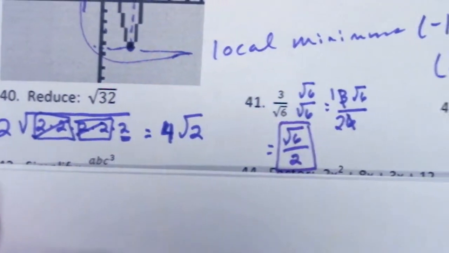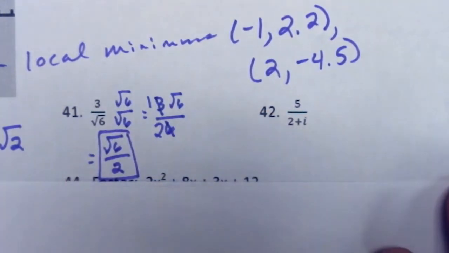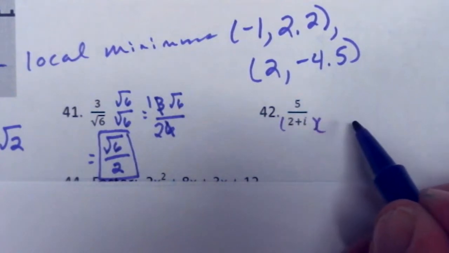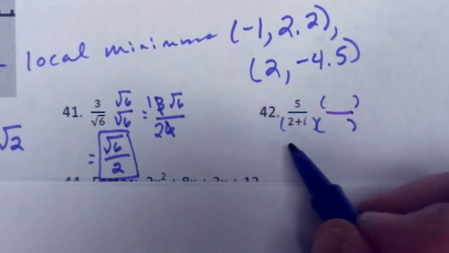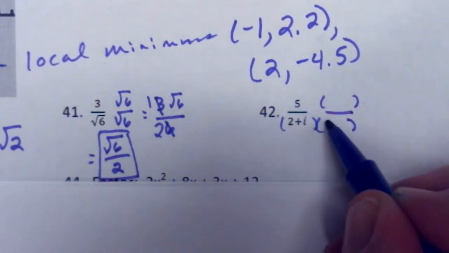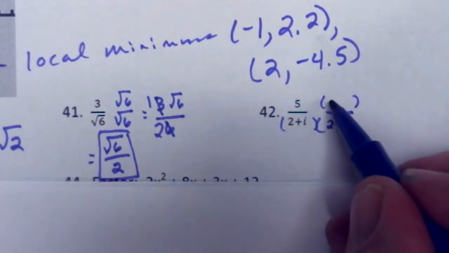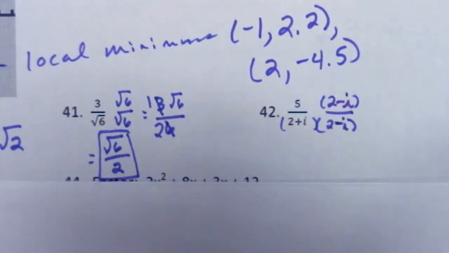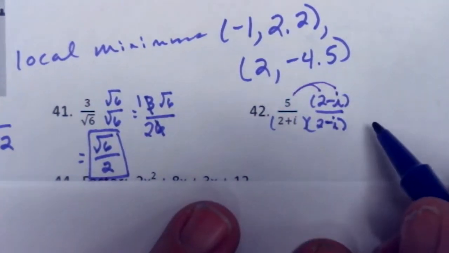All right, number 42. Look at this. It's got a complex number in the denominator. In order to get rid of the 2 plus i in the denominator, we have to multiply by the conjugate. The conjugate has the same terms, 2 and i. It's just instead of addition, we change it to subtraction. Same terms, opposite sign. In the numerator, we're going to have to distribute the 5 to the 2 minus i.